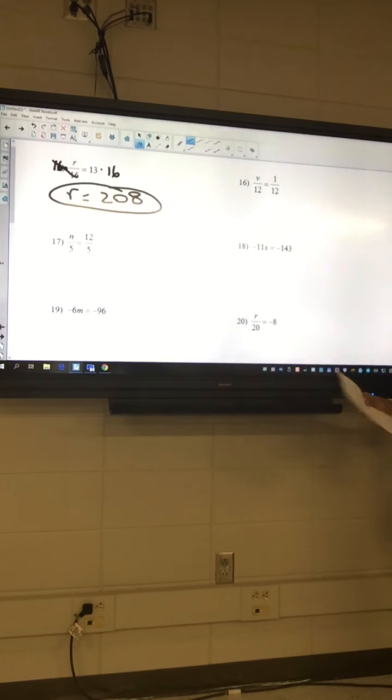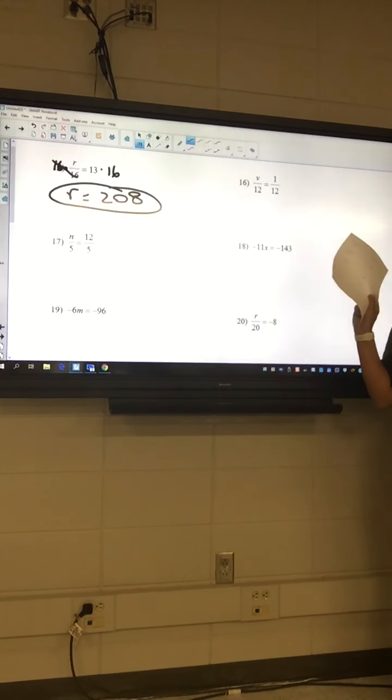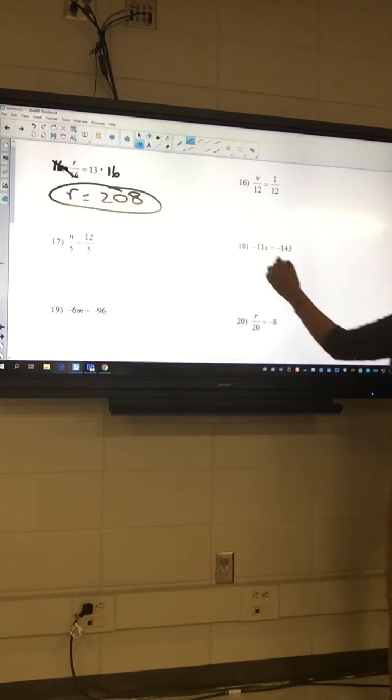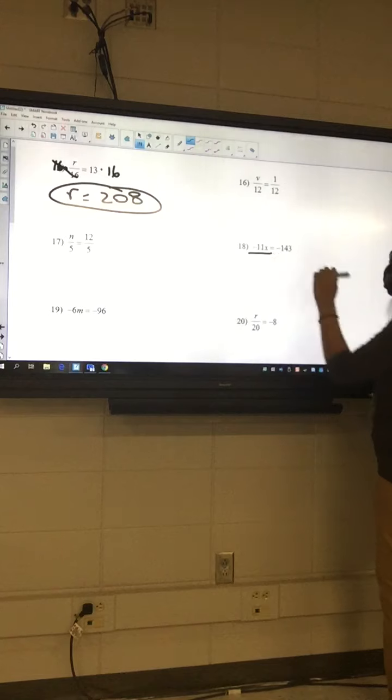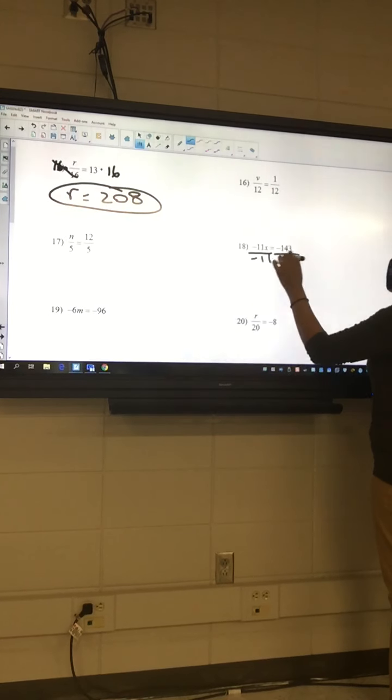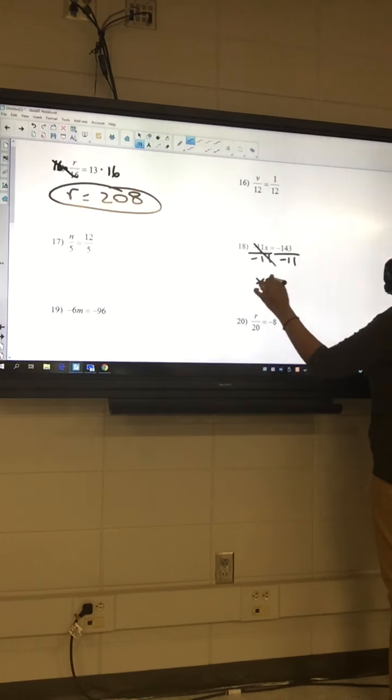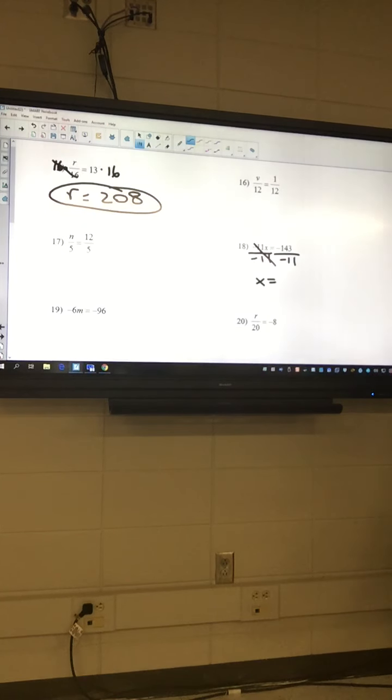Let's do 18. So 18 says negative 11x equals negative 143. Okay? So what operation is this one? Multiplication. So what's its buddy? Divide by what? Negative 11. Okay, if I do it to one side, I gotta do it to the other side. X equals. No, it won't be negative because it's a negative divided by a negative. Okay, what's 143 divided by 11? 13? It's gonna be positive 13, but yes.